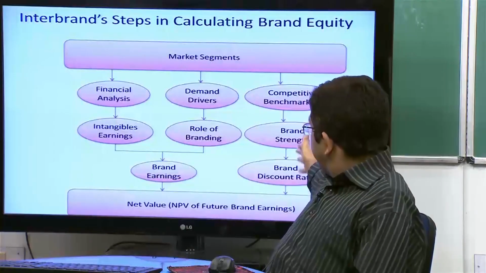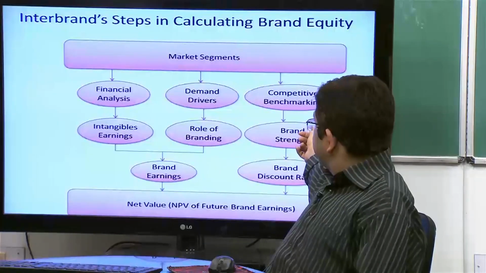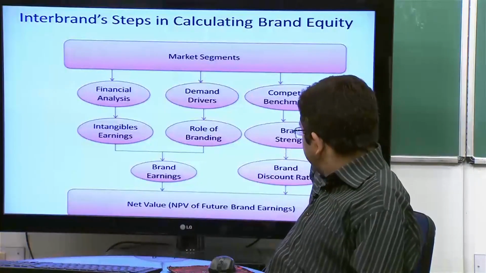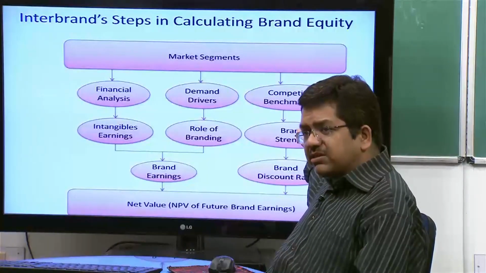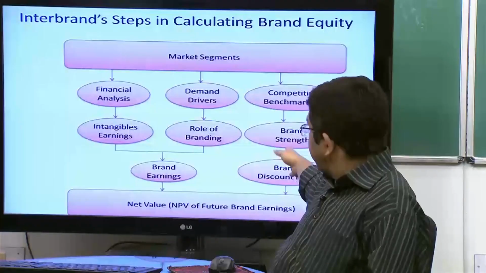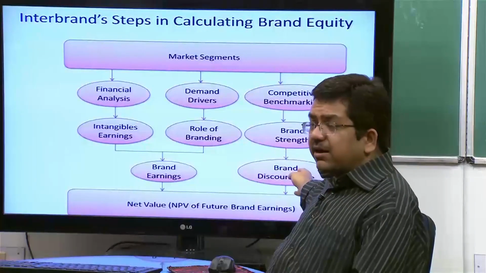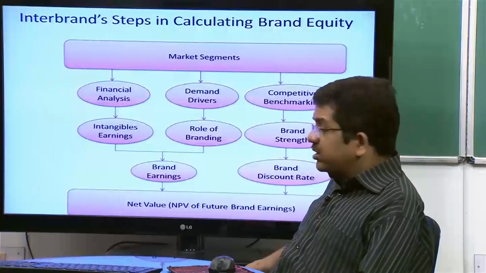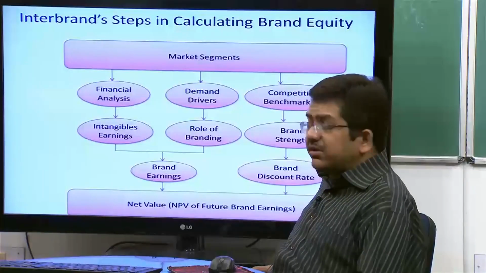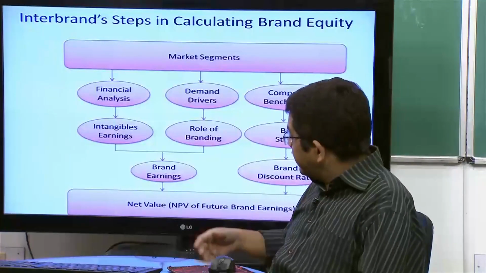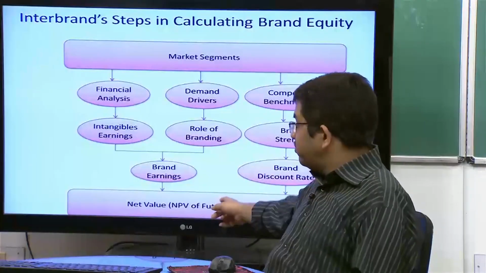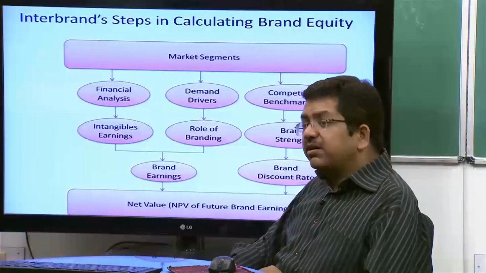On the other side, you do the competitive benchmarking of your brand with respect to the other brands, and you find out the brand strength from that benchmarking exercise. That helps you understand the strength of the brand, and ultimately that helps in calculating the brand discount rate, with respect to which these future cash values can be discounted. When you discount the future cash values with respect to this discount rate, you can calculate the net present value of that brand.